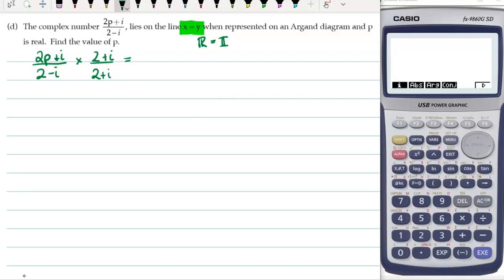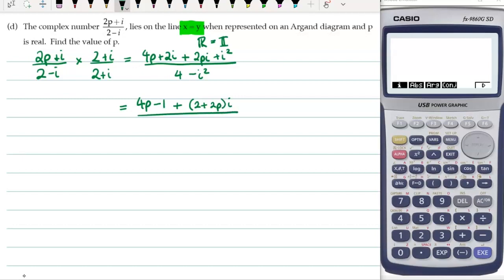Okay, so multiplying across by 2, we'll get 4p plus 2i. Then timesing by i, we will have 2pi plus i squared. On the bottom, we get 4 minus i squared. So now let's simplify that. The i squareds obviously become minus 1, so the real part on the top is 4p minus 1. The imaginary is 2 plus 2p, and then the i squared on the bottom is minus 1, times by the minus becomes a plus, so that'll be over 5.